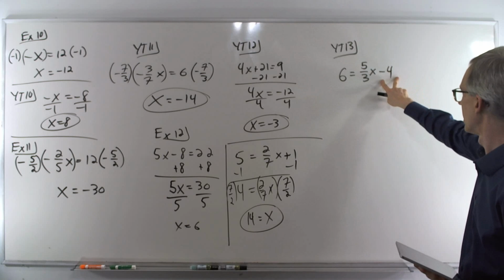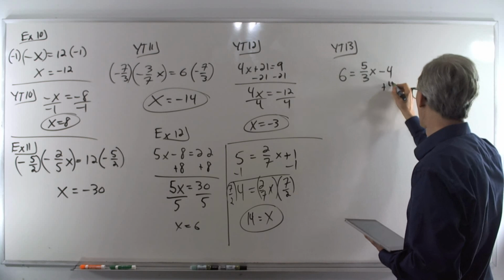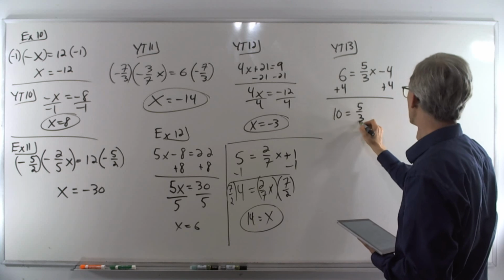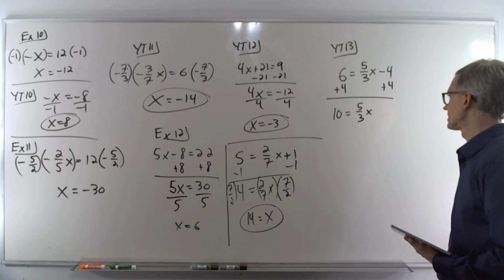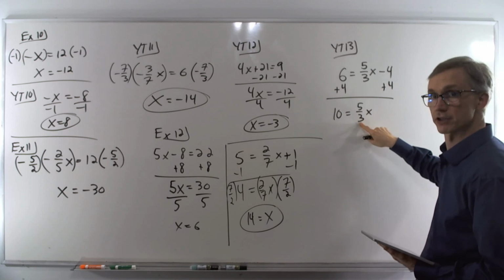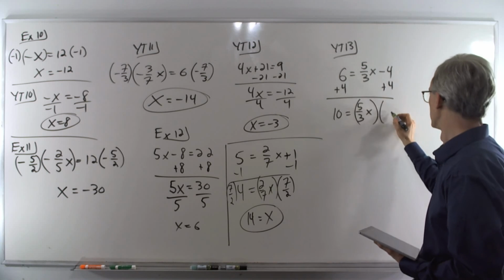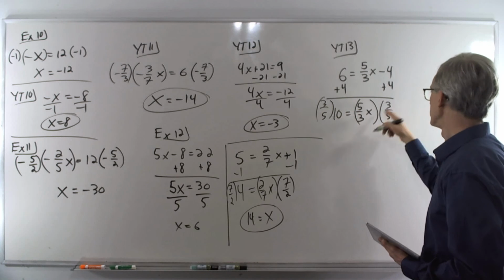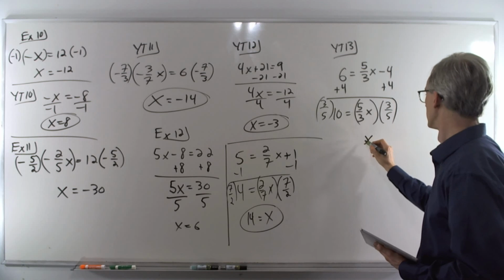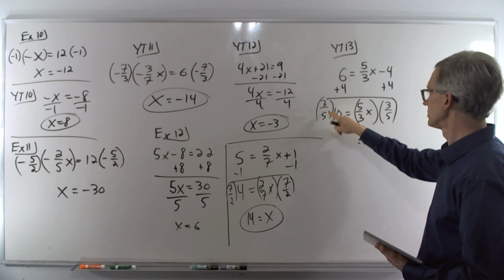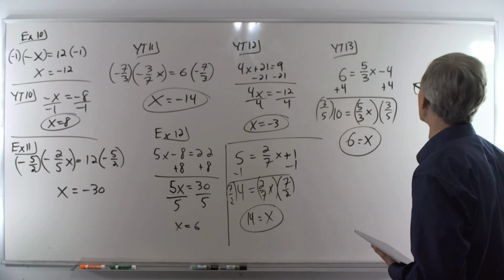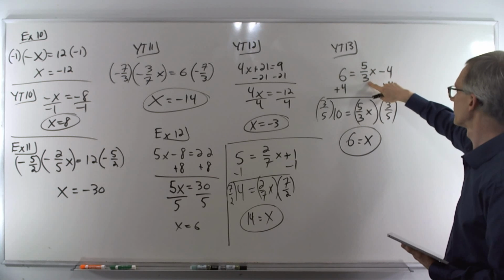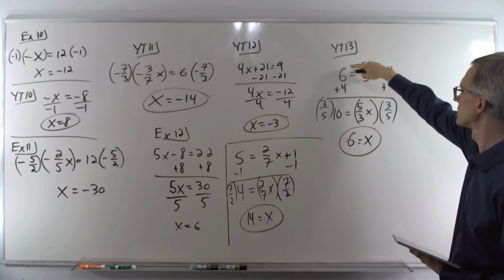All right, start with addition, subtraction. We have a negative 4. We're going to do the opposite, so add 4 to both sides. That gives us 10 equals 5/3 x. And we need to get rid of that coefficient, so we'll multiply by its reciprocal, 3/5. Threes cancel, 5s cancel. 10 divided by 5 is 2, times 3 is 6. X is 6. All right, let's try this. 6 plugged in here. 6 divided by 3 is 2, times 5 is 10, minus 4 is 6. So that works.